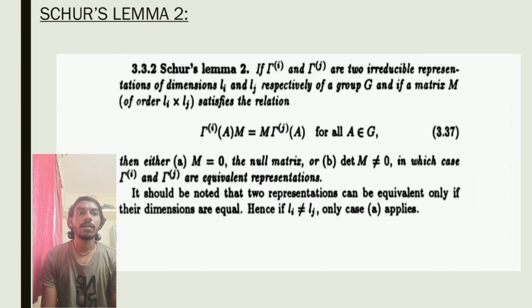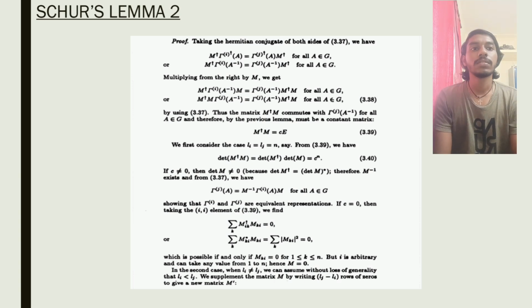The next is Schur's lemma 2. If Γ_i and Γ_j are two irreducible representations of dimensions L_i and L_j respectively of a group G, and if a matrix M of order L_i cross L_j satisfies the relation Γ_i(A) M is equal to M Γ_j(A) for all A belonging to G, then either (a) M is equal to 0, the null matrix, or (b) determinant M is not equal to 0, in which case Γ_i and Γ_j are equivalent representations. It should be noted that two representations can be equivalent only if the dimensions are equal. Hence, if L_i is not equal to L_j, only case (a) applies.